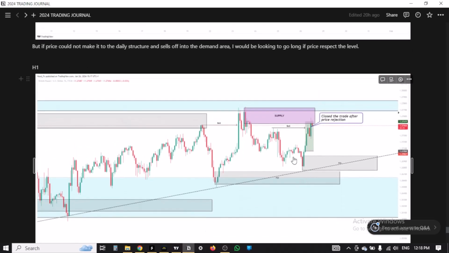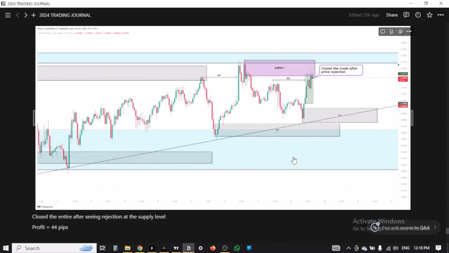This is a ranging market. You don't have to be targeting 200, 100 or 150 pips. Just get what the market can give you and just leave. And that was what really happened yesterday.